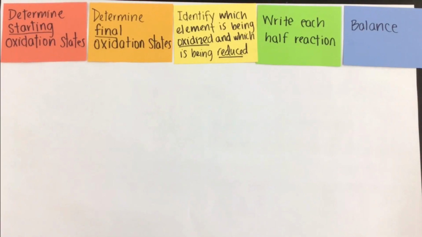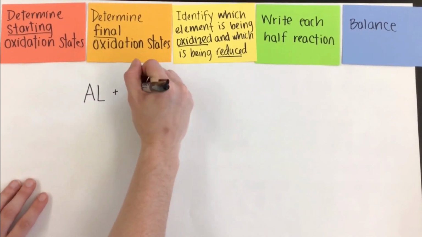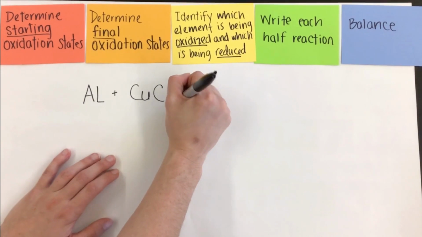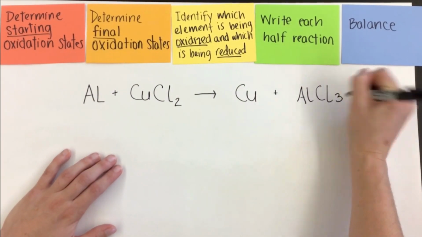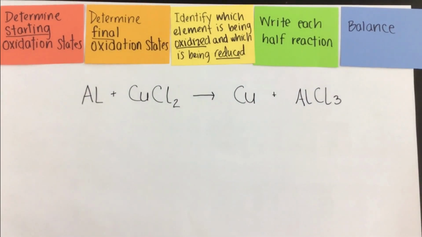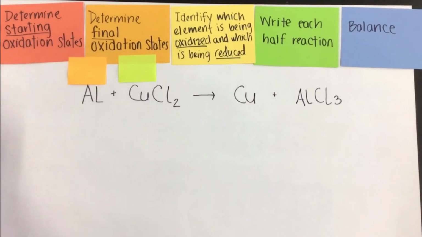Let's look at a second example. This time, let's take aluminum and react it with copper chloride, CuCl2, and we will form solid copper plus dissolved aluminum chloride. We're going to again start off by determining the starting oxidation states of aluminum and of copper.